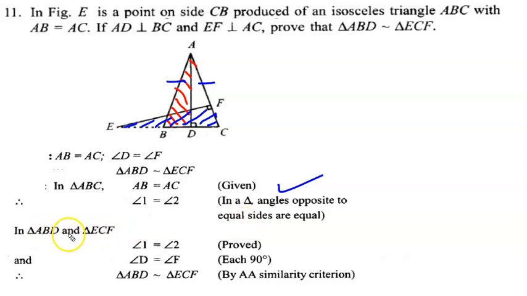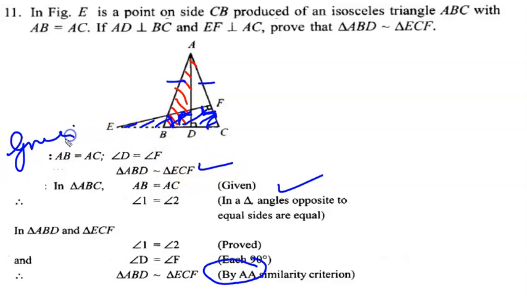So now in triangle ABD and ECF, we take these two triangles which we have to prove. Angle 1 is equal to angle 2, we have just proved. Angle D is equal to angle F, this is F 90 degrees and this is D 90 degrees. So these two angles are proved. So again we meet the AA similarity criterion. Therefore these two triangles have to be similar. So you can note down.